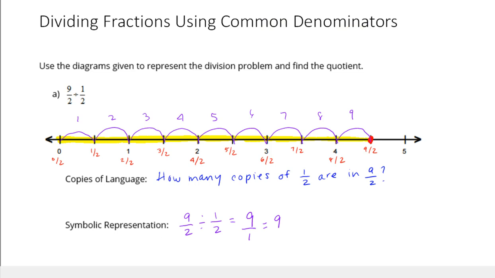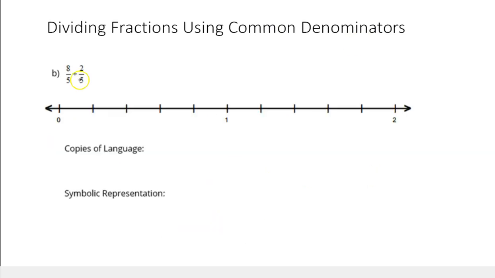Looking at the next one, we have 8/5 divided by 2/5. So our copies language is how many copies of 2/5 are in 8/5. Okay, so here's our number line. It goes from 0 to 2, and each whole number or unit from 0 to 1 is broken into 5 pieces. 1 to 2 is broken into 5 equal pieces.